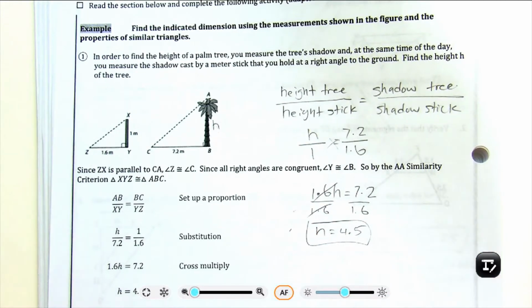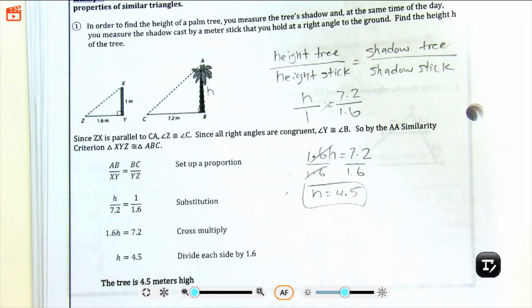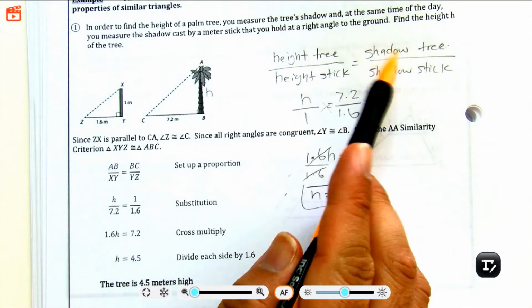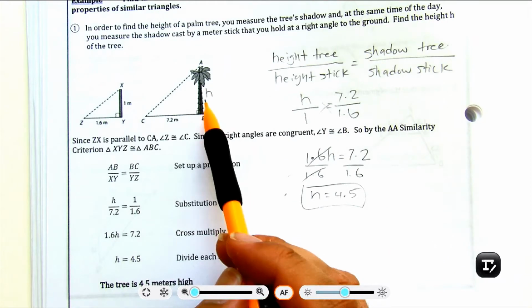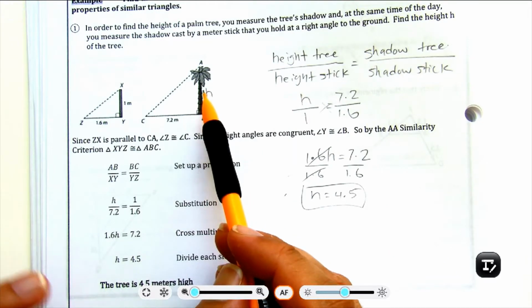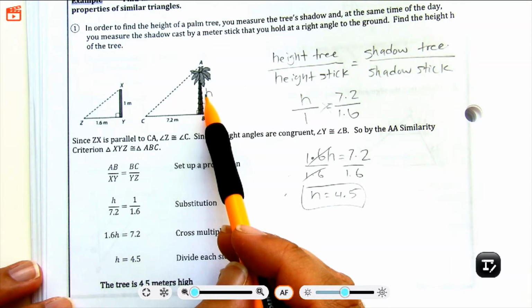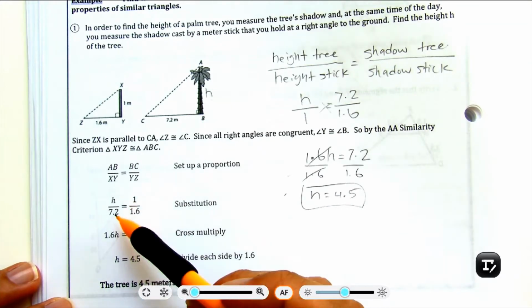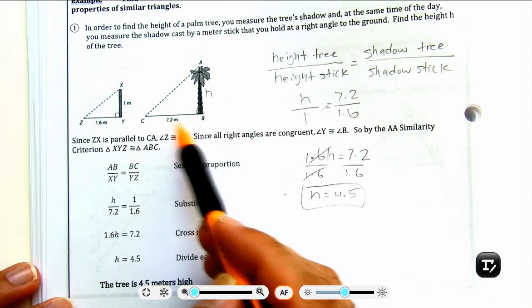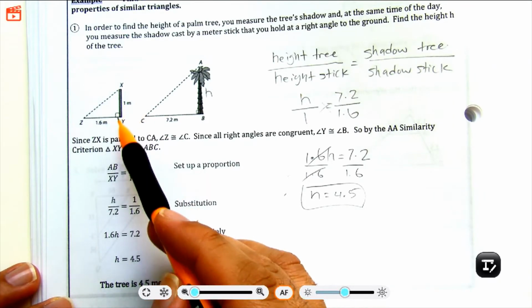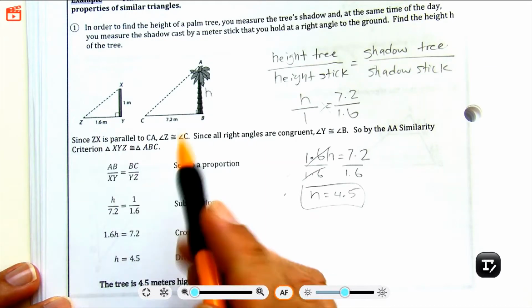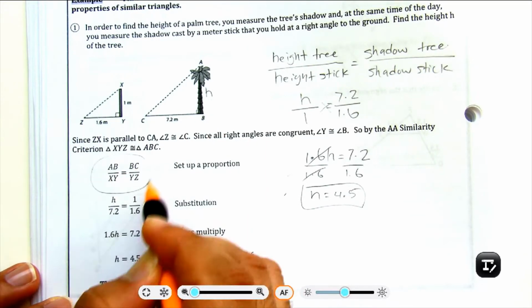So there's more than one way of creating that proportion. This is one way. The way they did theirs was the height of the tree over the shadow of the tree is equal to the height of the meter stick over the shadow of the meter stick. So they actually made a mistake here, but let's not focus on that.